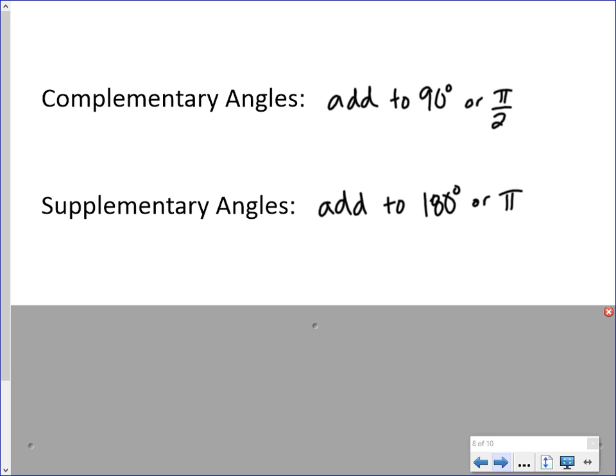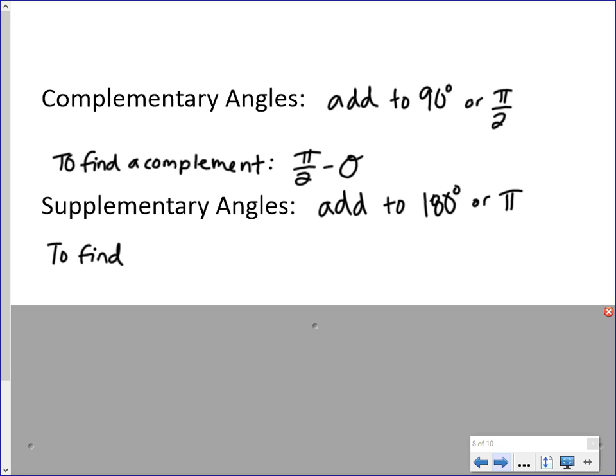If you want to find a complement, you would take pi over 2 minus the angle. So can I use theta for my angle? And you certainly could do 90 minus theta. That would be very easy. I'm not going to review that with you, but pi over 2 minus theta. If you want to find a supplement, then do pi minus theta. And that's in radians.